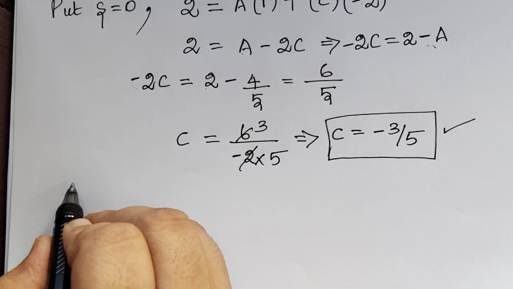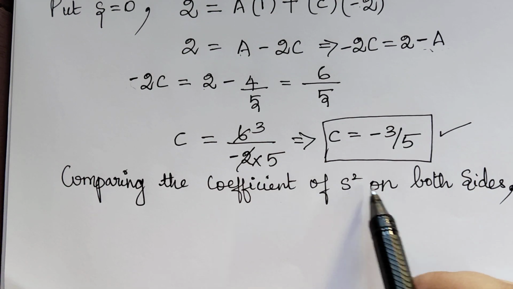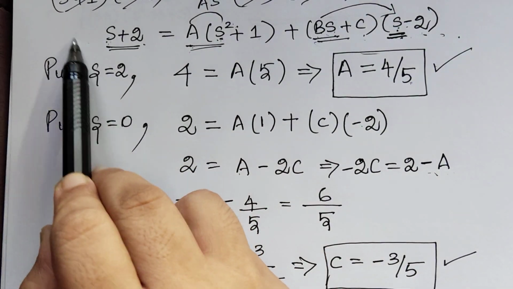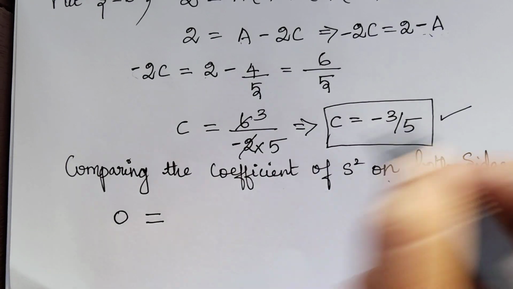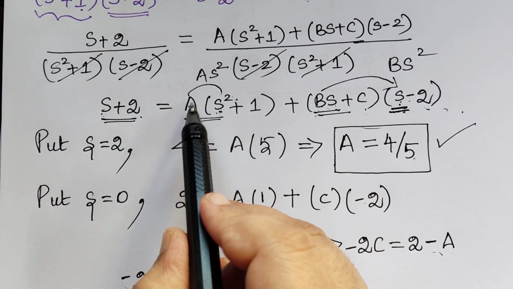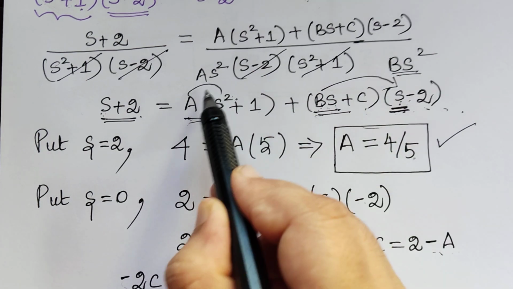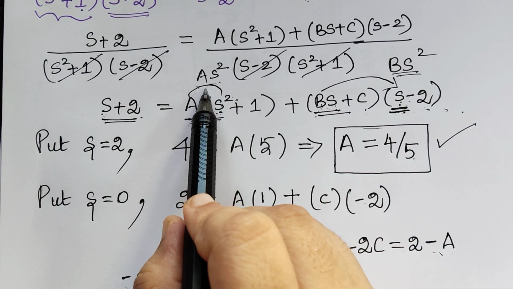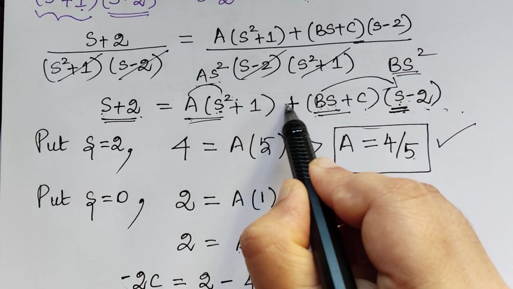So let me first write what we are doing. Comparing the coefficient of s square on both the sides. On the left side, we do not have an s square term, which means its coefficient is 0, is equal to, on the right, there are only two s square terms. So as square you will have and bs square you will have. So only two terms. What are the coefficients of s square on the right? Here you have a, and here you have b, and we have a plus sign over here.